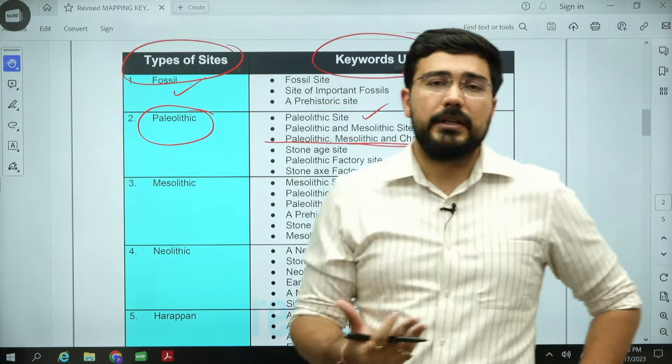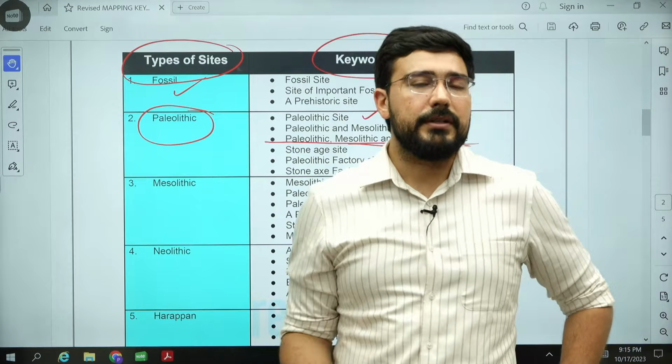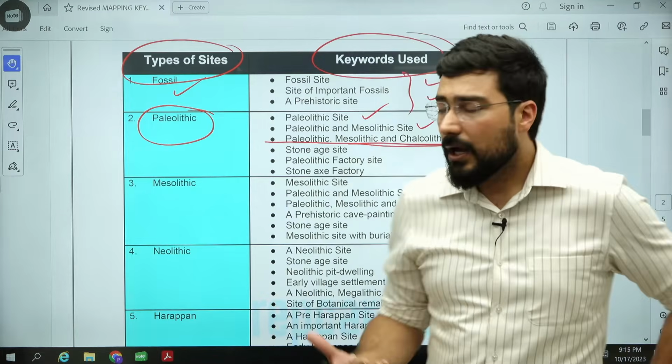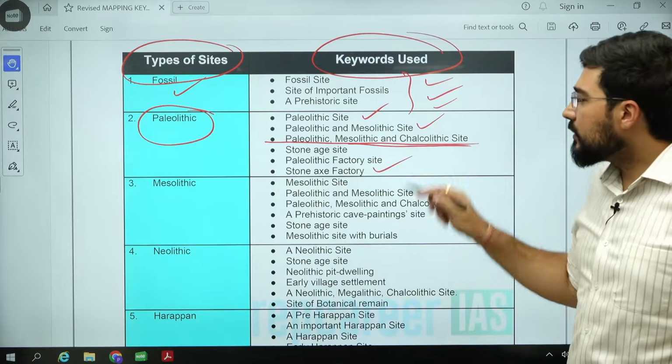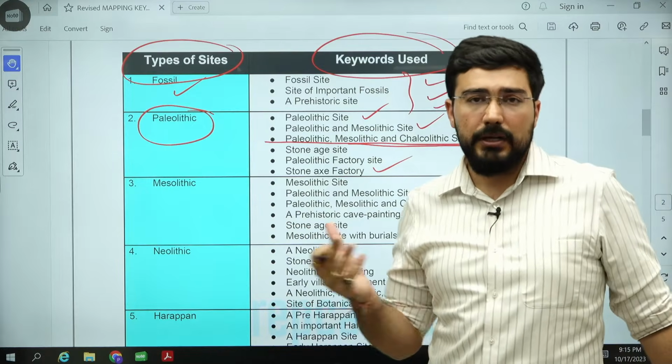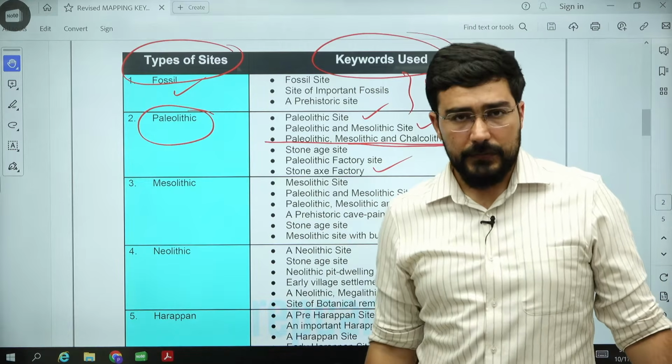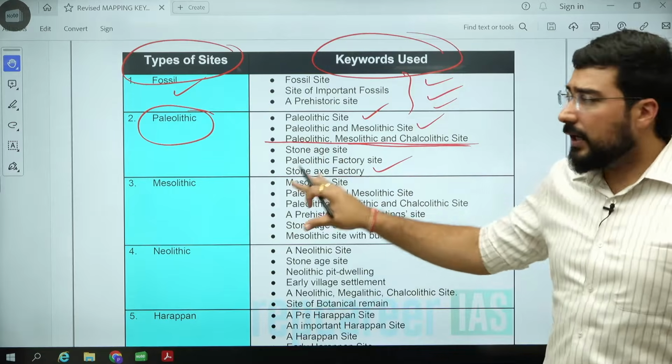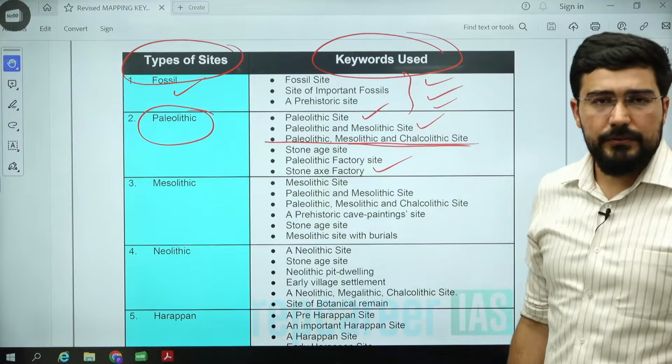So factory, there are certain factories which are very famous. Luni industry is there, Nivasa industry is there. So those are the factory sites. And Stone Age factory. Now this was used in 2023. So for every type of site, different types of keywords have been used by UPSC.